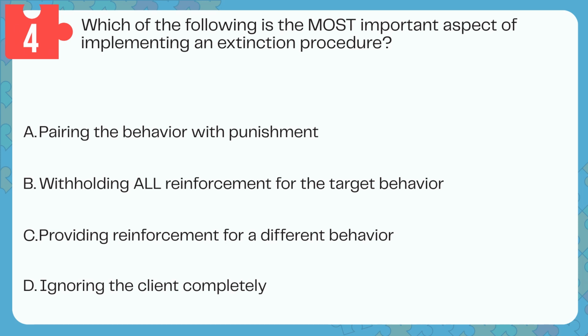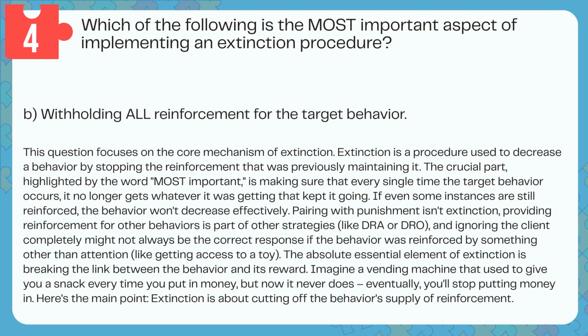Question 4. Which of the following is the most important aspect of implementing an extinction procedure? A. Pairing the behavior with punishment. B. Withholding all reinforcement for the target behavior. C. Providing reinforcement for a different behavior. D. Ignoring the client completely. Answer: B. Withholding all reinforcement for the target behavior.